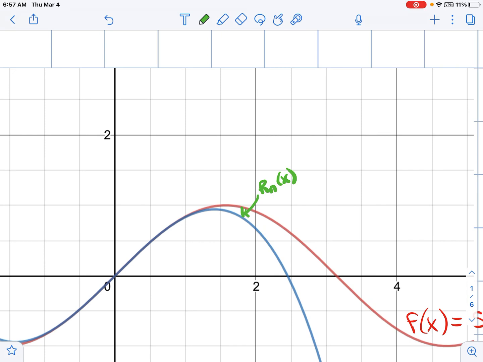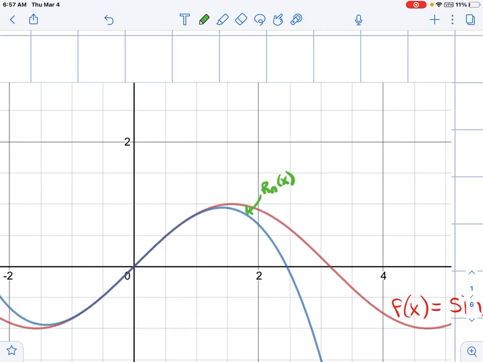Now you could see that this is a Maclaurin polynomial for sine. This was centered at 0. And if I plug in something like 2 into the polynomial, if I'm trying to find the sine of 2, I'm going to be pretty far off. That's a pretty big gap between the function itself and the polynomial I wrote.